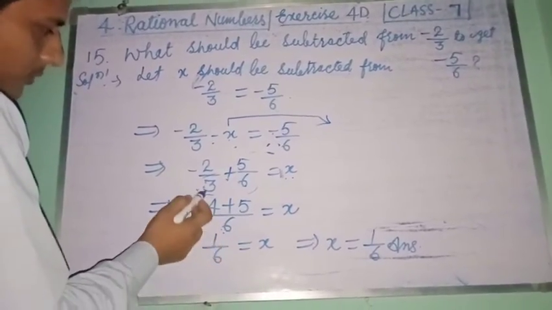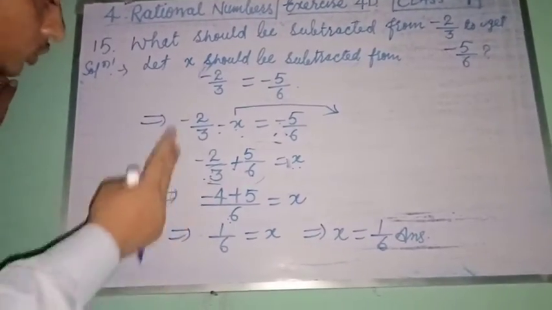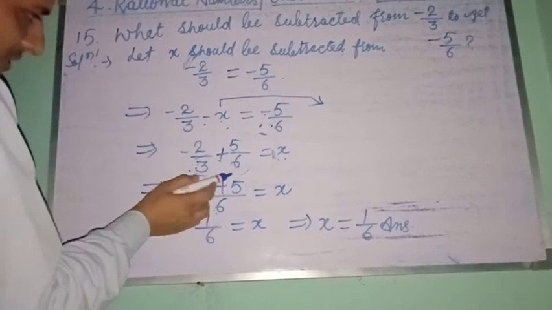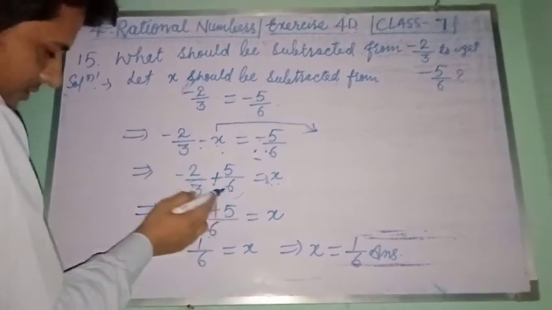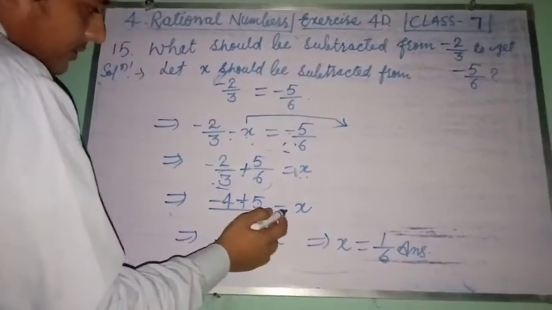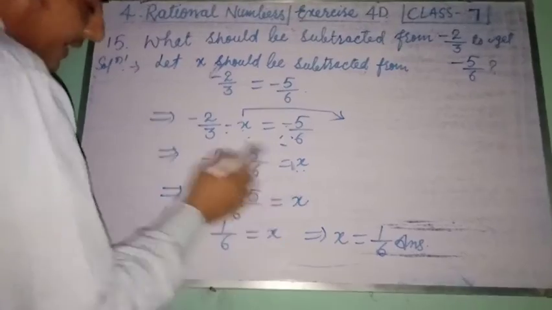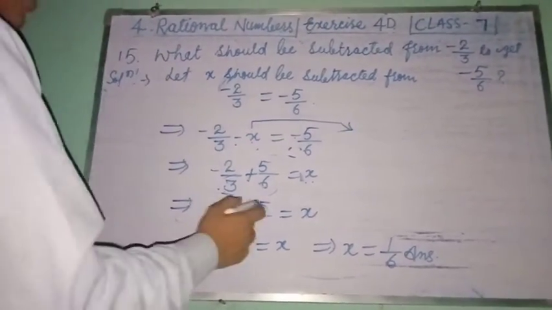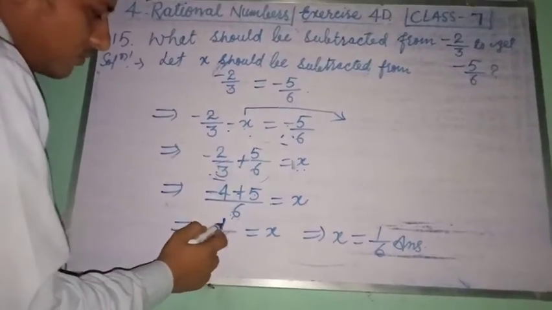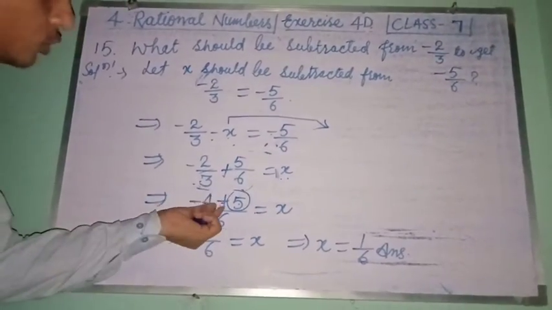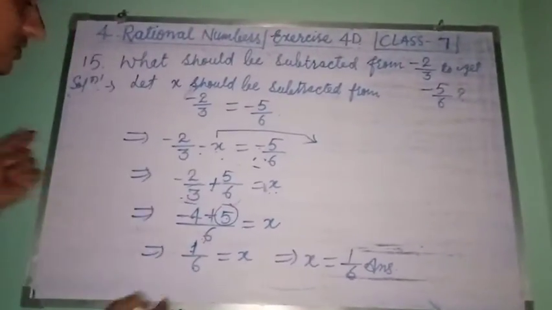Now 6 is divided by this 3, 2, multiplied by minus 2 becomes minus 4. Here is plus. Once again this 6 is divided by this 6, 1, multiplied by 5, that is 5. That means minus 4 plus 5 upon 6 is equal to x. Then the difference, 5 minus 4 becomes 1. Why plus 1? Because the greater value has a positive sign. So 1 by 6 is equal to x.